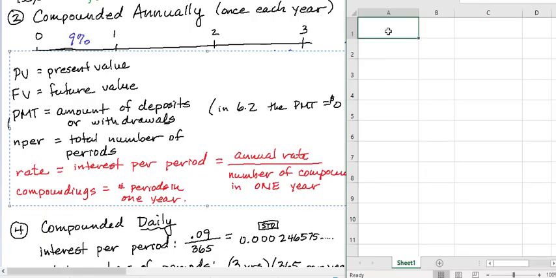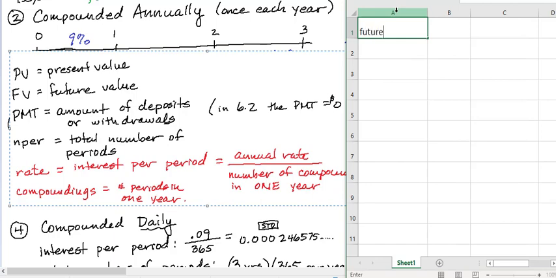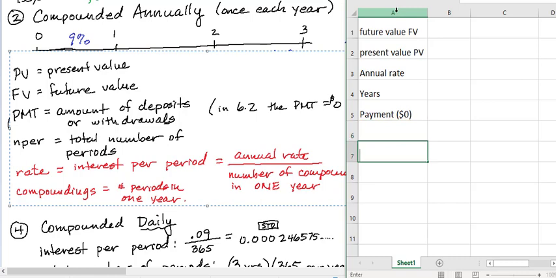Okay, let's pull up Excel and put Excel to work. I'm going to want the future value, which is FV. I want the present value, PV. I want the annual rate. I want the number of years of the investment. And the payment amount, if any. So again, in this section, we're not going to be adding or subtracting anything from our original principal, so our payment will be 0. Then we're going to calculate the number of periods, which is called N per, and then we're going to find the rate per period.